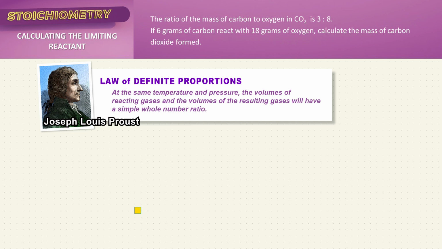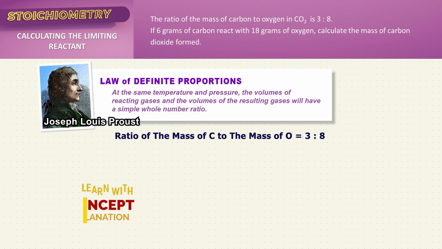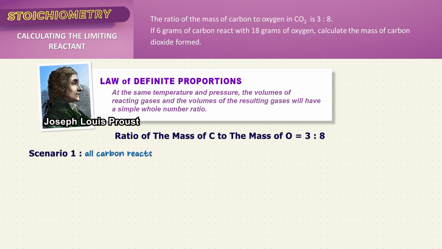From the problem, we know that the mass ratio between carbon and oxygen is 3:8. This means that no matter how much CO2 is present, the mass ratio of carbon to oxygen in this compound will always remain 3:8. To solve this problem, we will consider two scenarios: the condition where all the carbon reacts and the condition where all the oxygen reacts.